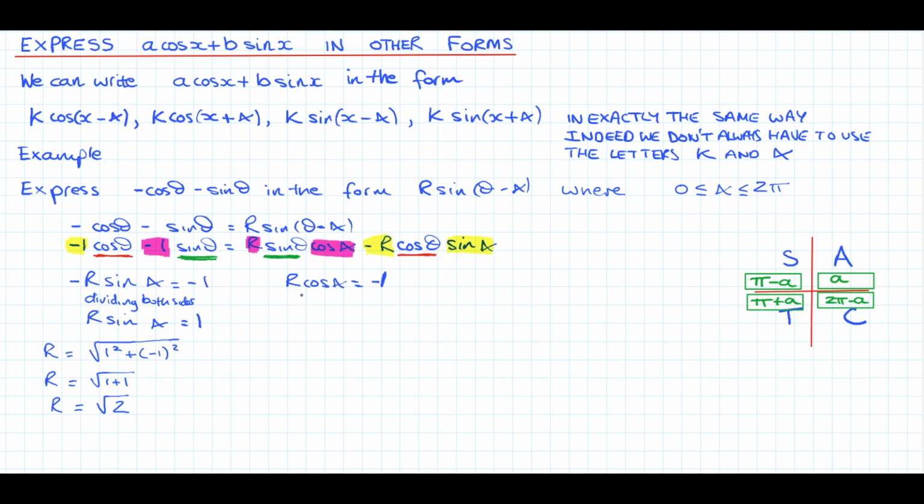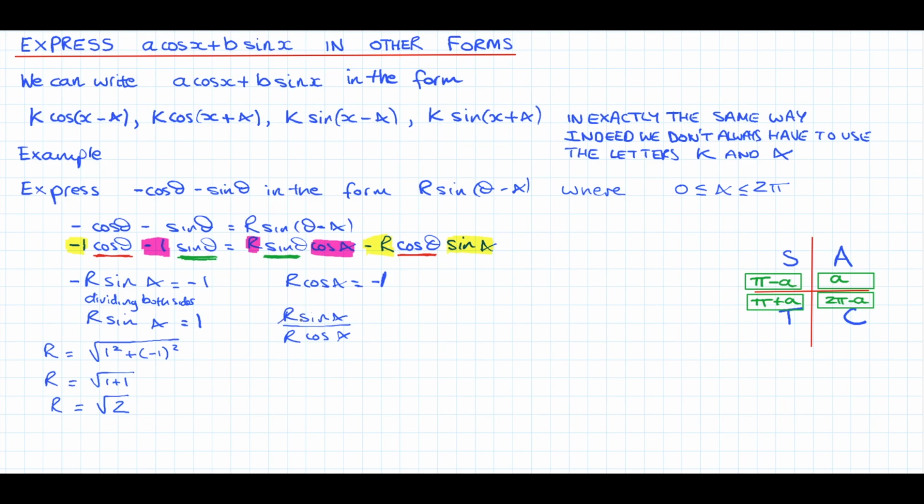r sin alpha is 1, r cos alpha is -1. So to get r, r is equal to the square root of 1 squared plus -1 squared. Square root of 1 plus 1, r is equal to the square root of 2. So that's us found that value. And again, the next thing we have to find is alpha. So again, we do it in exactly the same way. We're going to write r sin alpha over r cos alpha.